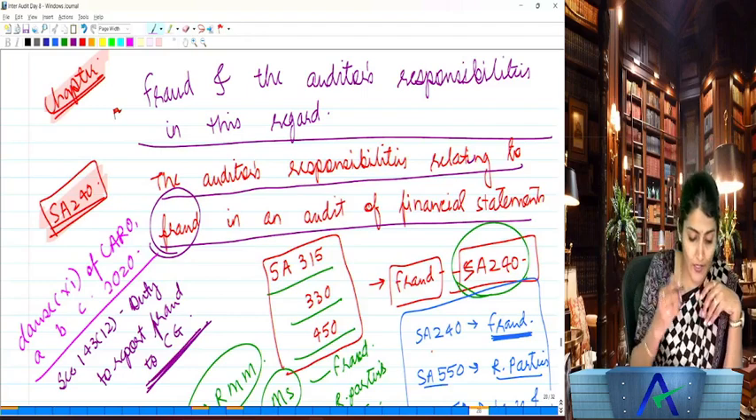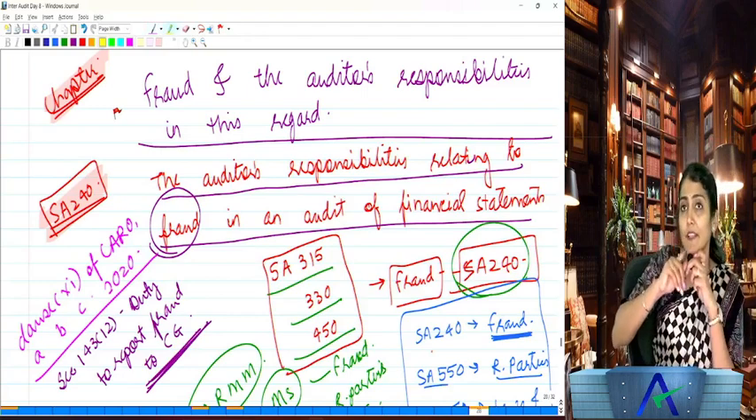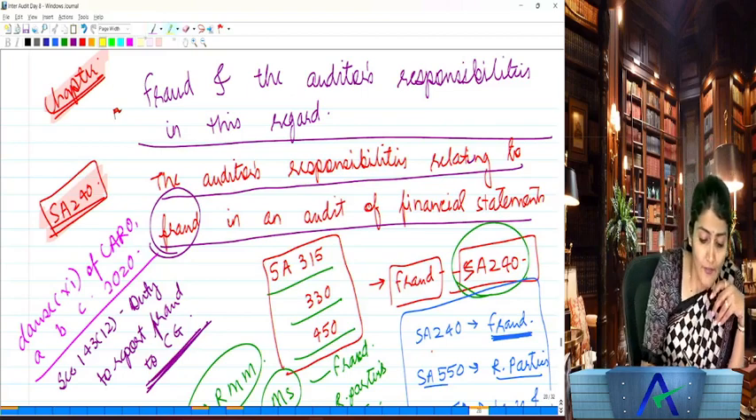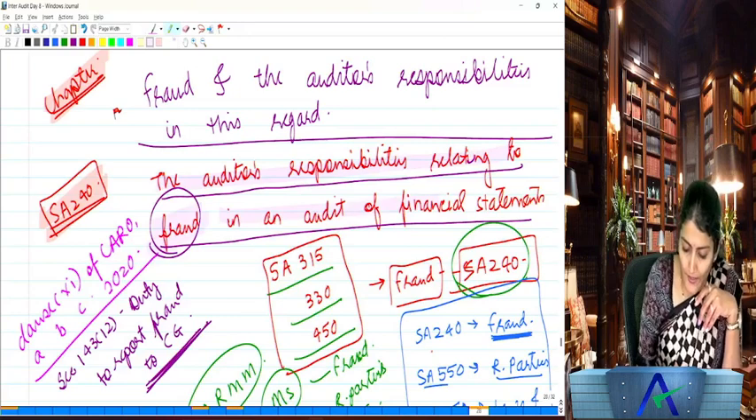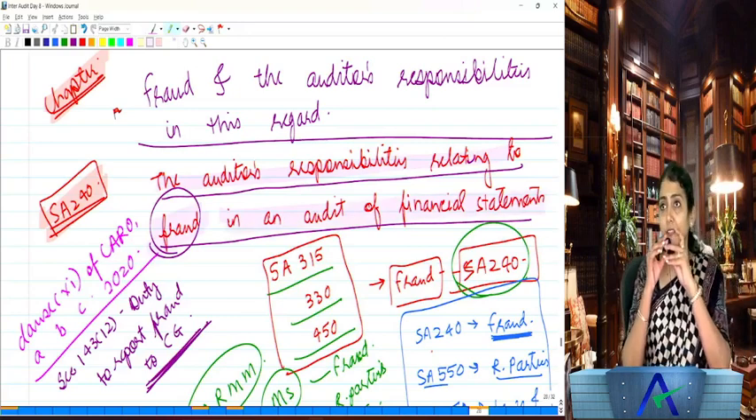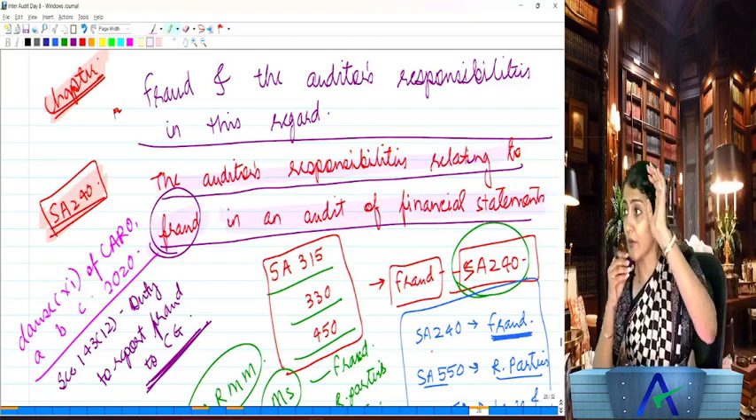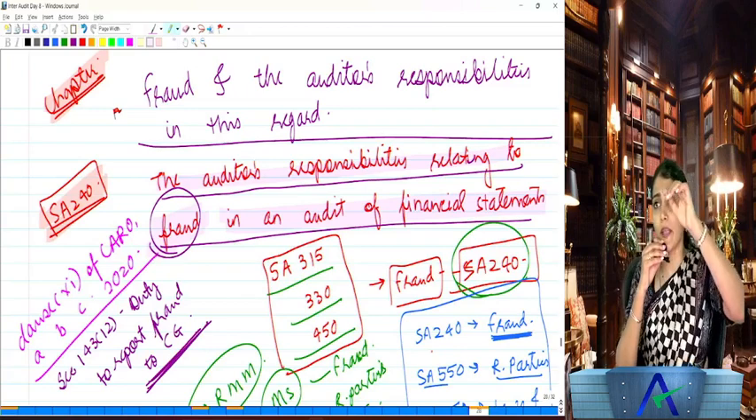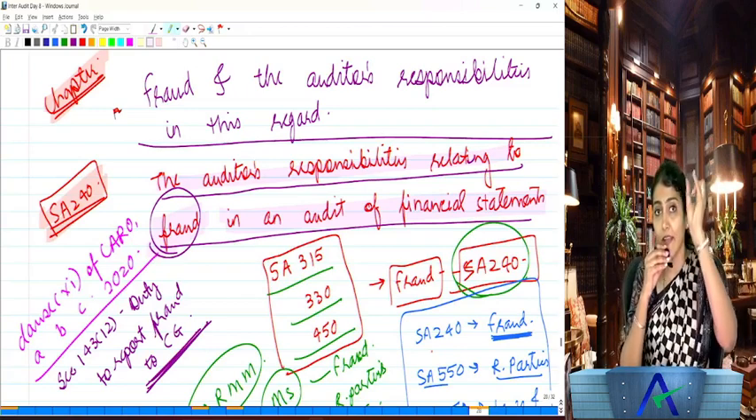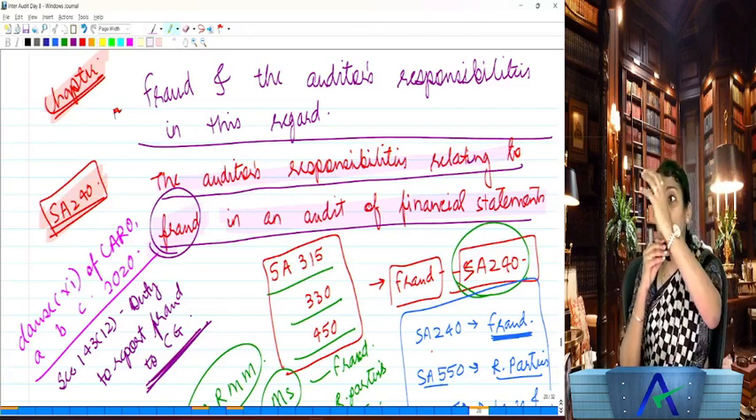And which is the auditing standard we study over there? SA 240. What is the title of SA 240? The auditor's responsibilities relating to fraud in an audit of financial statements. So an exclusive standard only talking about fraud. So we are discussing 315, 330, 450 for fraud in 240.